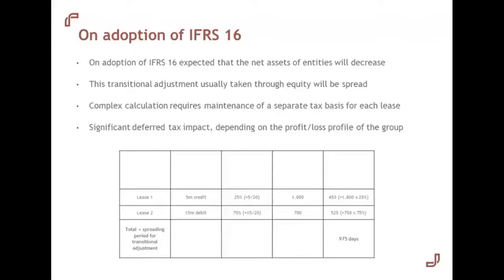On this slide, we're going to discuss the tax implications of the transitional adjustments. On adoption of IFRS 16, and as previously mentioned from an accounting standpoint, there will likely be a transitional adjustment. This adjustment is taken through equity and so will not be immediately tax deductible, but instead will be spread over the life of the various leases for tax purposes. The bad news is that this spreading calculation is complex and will likely require a significant amount of data. Companies will be required to prepare separate calculations for each lease going forward.